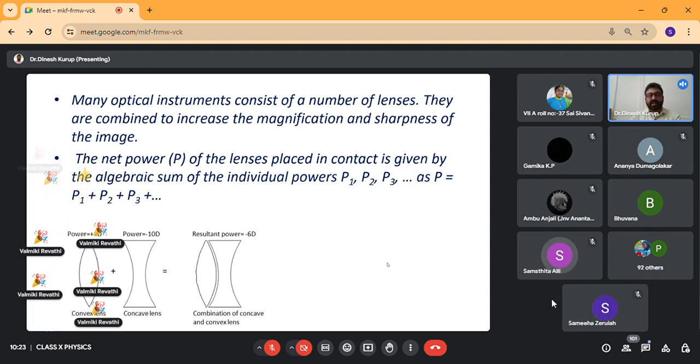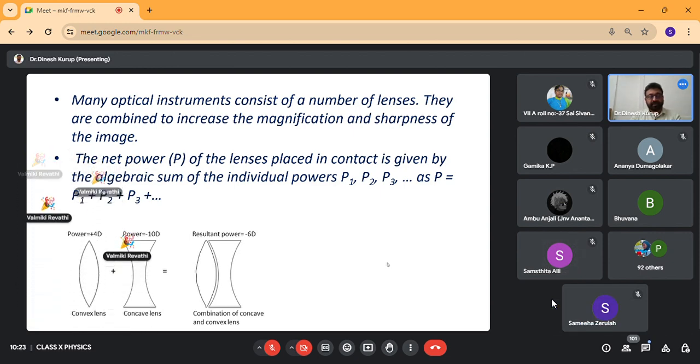Many optical instruments, they consist of a number of lenses. Instead of a single lens, they have a number of lenses. These number of lenses are combined to increase the magnification and sharpness of the image. The net power will be the sum of individual power.